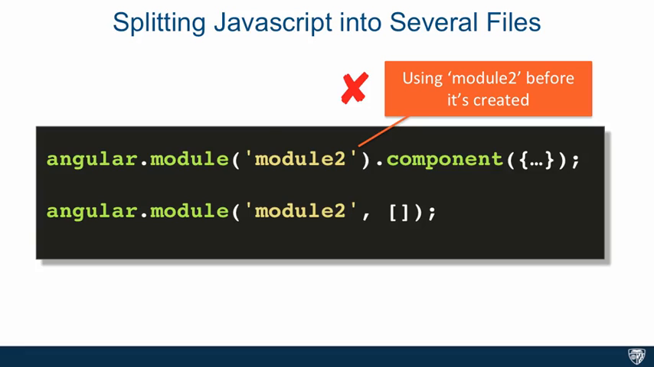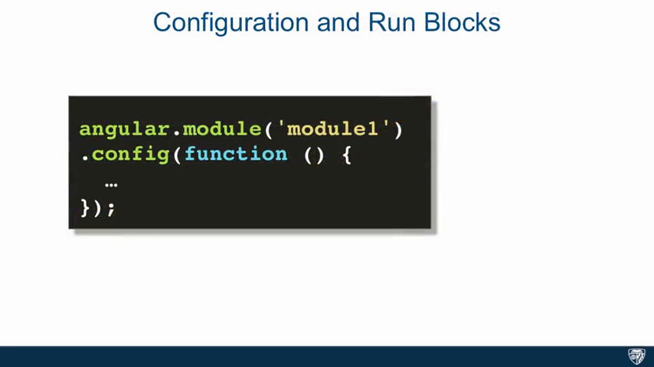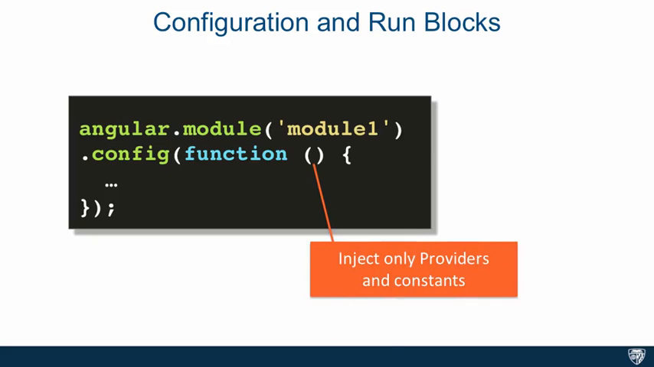Let's discuss one more thing. There are a couple of special module methods, and we've seen one of those already, the config method. The config method runs before any other methods on the module. As you remember, the function value passed into the config method can be injected with a provider or a constant. Since providers are used to configure services, the restriction of not being able to inject services into the config method makes sense since we don't want to instantiate a service before we had a chance to configure how it would be instantiated.